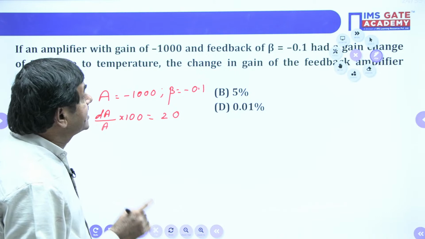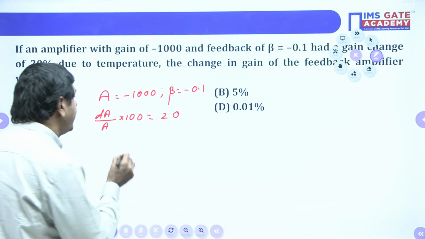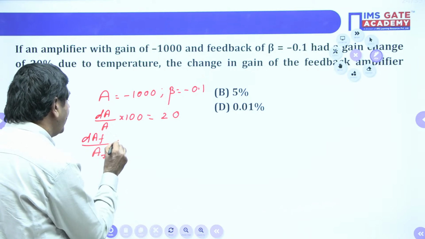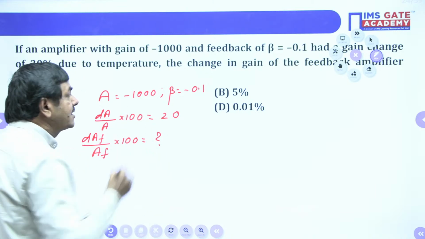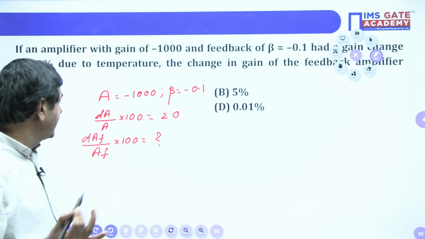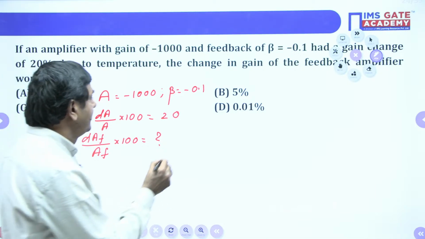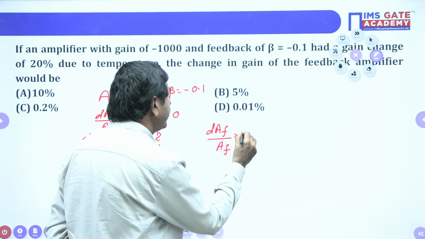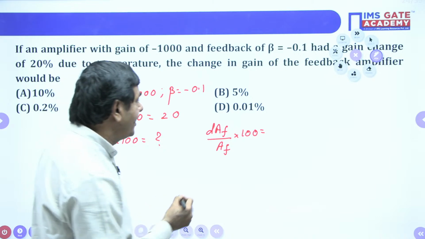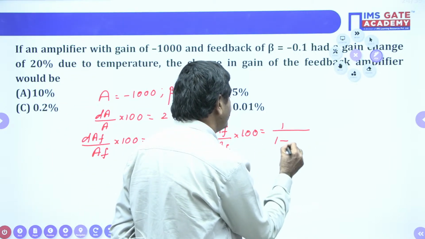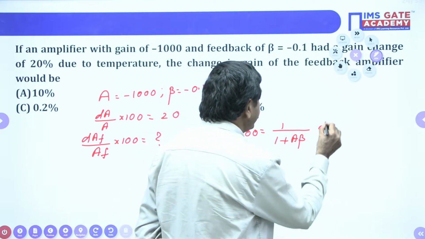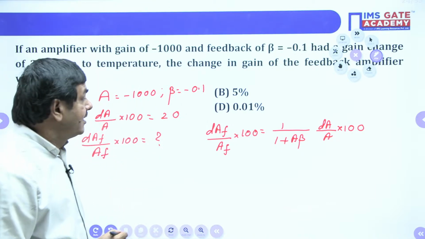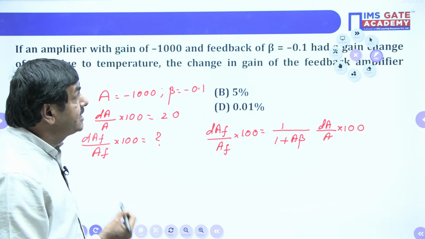The problem is asking the change in gain of the feedback amplifier, that means dAF, change in gain after feedback. dAF by AF into 100 equal to how much? The percentage is required. How can we find that value? There is a direct formula in feedback amplifiers. dAF by AF into 100 equals 1 by 1 plus A beta into dA by A into 100. I can write this formula directly. By using this formula, you can determine the change in gain of the feedback amplifier.